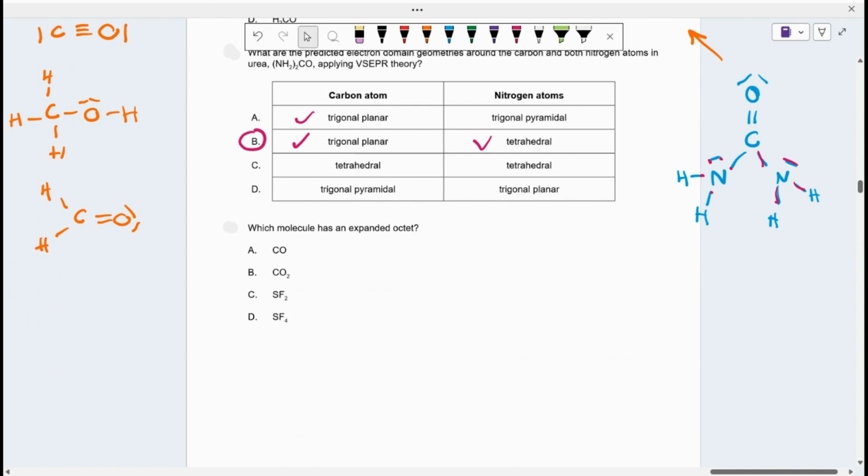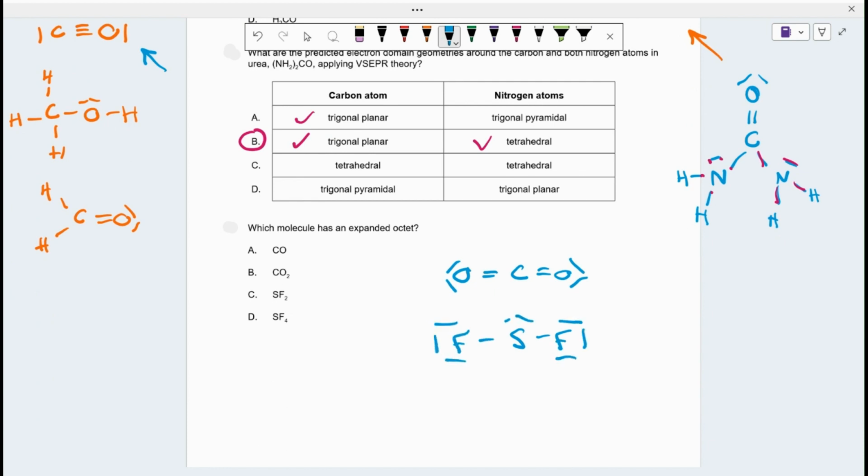Next one, which molecule has an expanded octet? Well, we've just had a look at CO, so that's up there. What else do we have? We have CO2. We have SF2. And then the SF4.